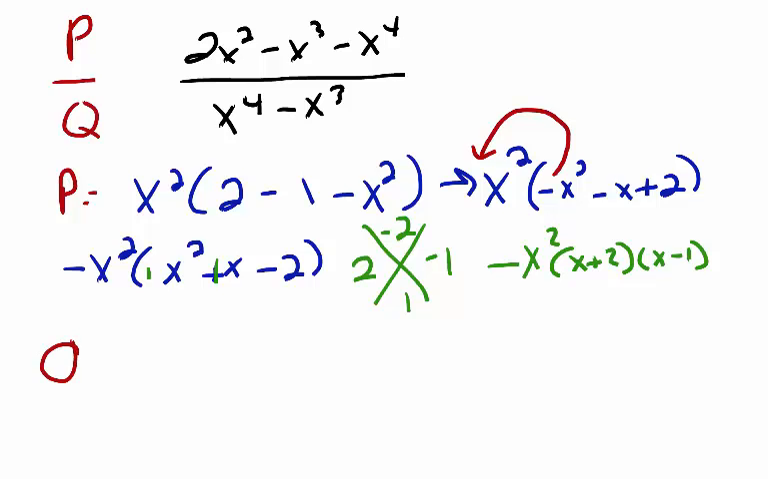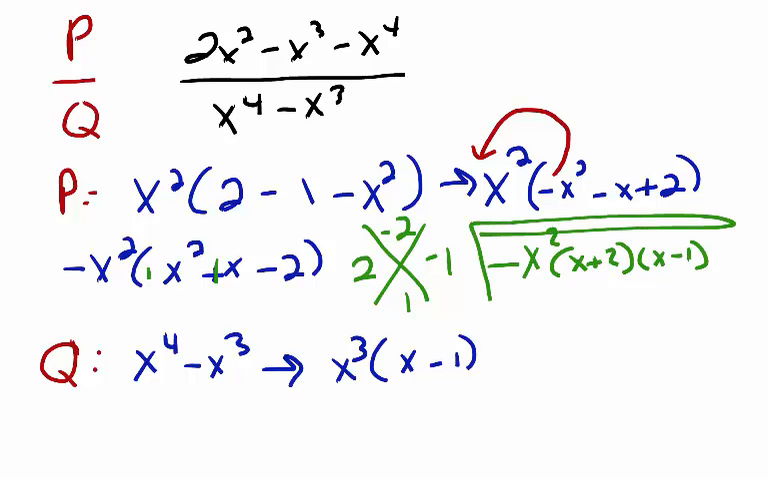Let's factor our denominator, q. X to the fourth minus x cubed has a GCF, or greatest common factor, of x cubed. So I'll write x cubed out in front times x minus 1. So I'll take that, write it underneath my factored numerator.